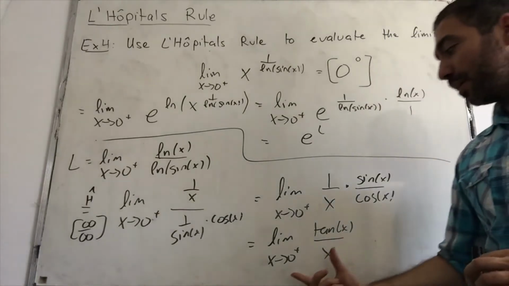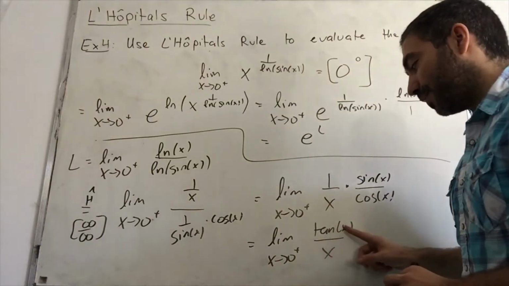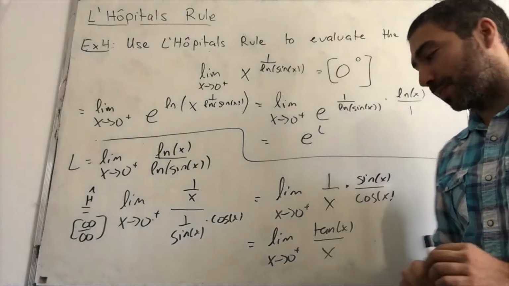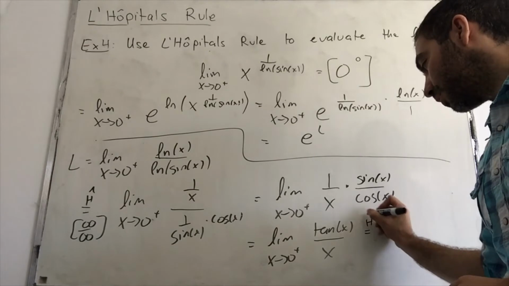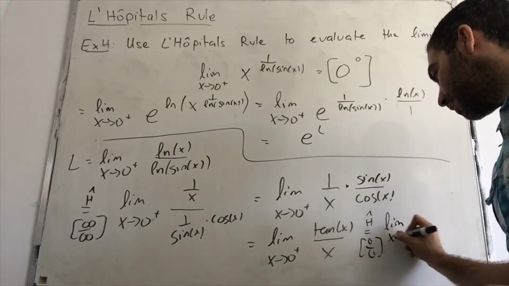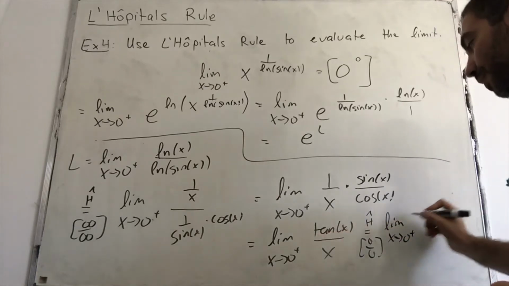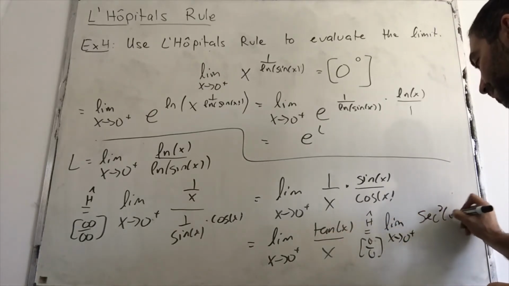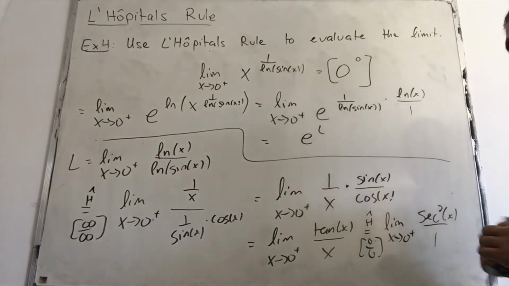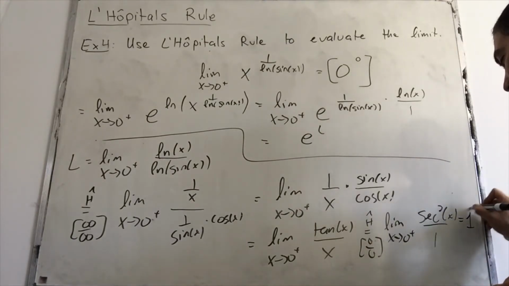So this we've seen already. Now we could apply L'Hopital's rule because tan of 0 is 0, and on the bottom we just have 0. Using L'Hopital's rule, 0 over 0, we have the limit as x tends to 0 from the positive side. The derivative of tan is secant squared, and the derivative of x is 1. Substituting 0, we get just 1.